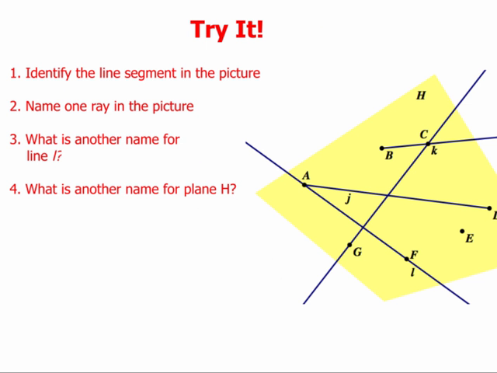So I'm going to leave you with a try it problem. What I'd like you to do is answer these 4 questions. I'd like you to identify the one line segment that is drawn in this picture. I'd like you to name one ray that is drawn in the picture. I'd like you to give me another name for line L. And I would like to know another name for this yellow plane H. Based on what you've done in the video, you should be able to accomplish all 4 of these answers.